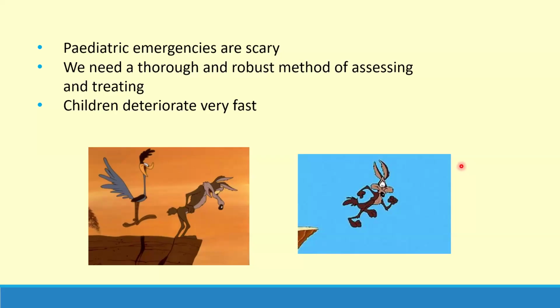That's something you'll build on for the rest of your careers, depending on how much you see children or adults. But the other key thing to note is that they will keep going. This is probably not your generation, but Roadrunner was a popular cartoon back in the 90s, and it would keep running off a cliff. And that's what children do.